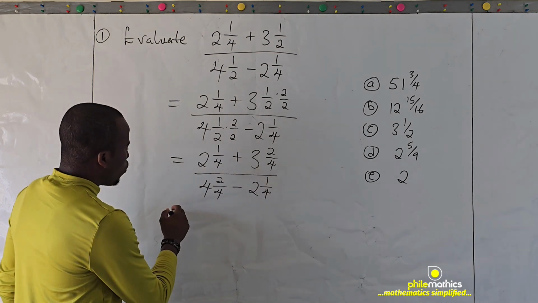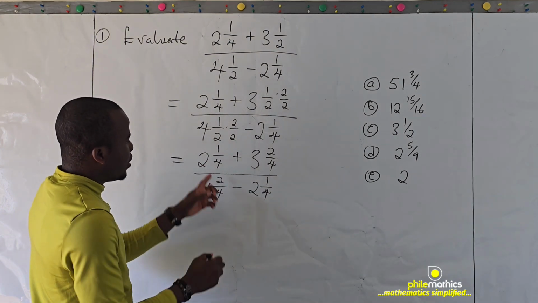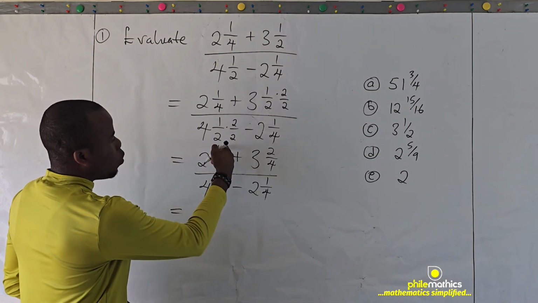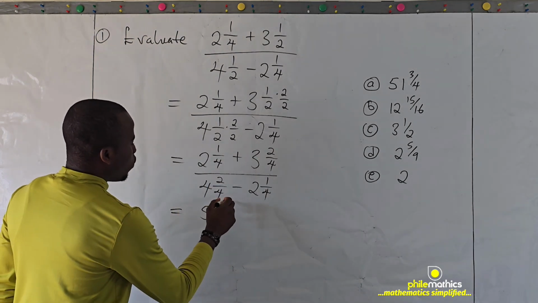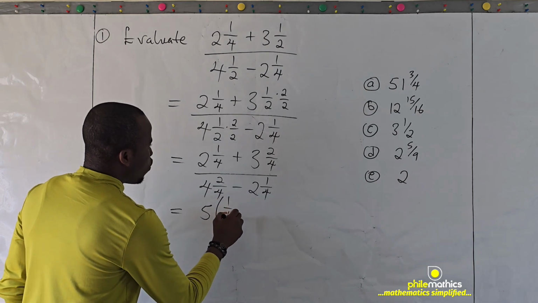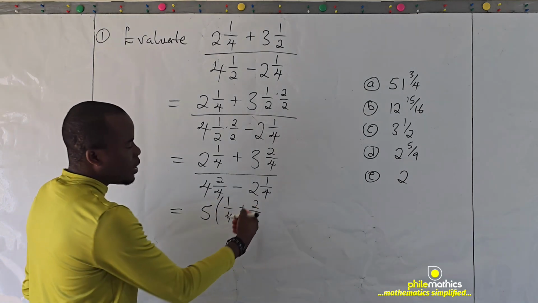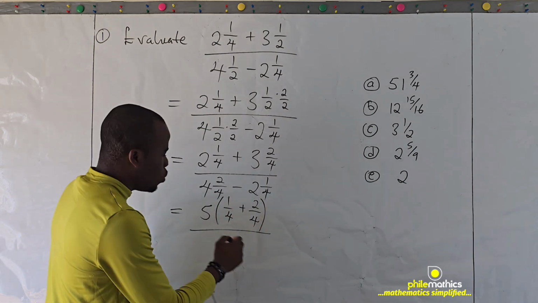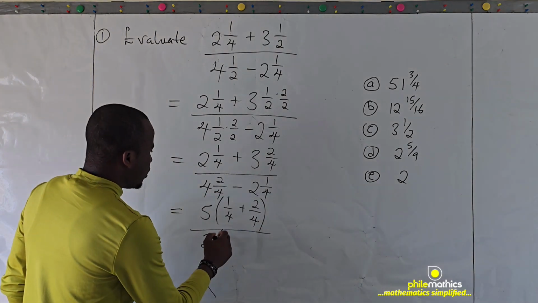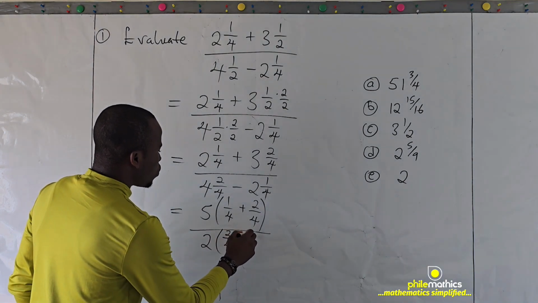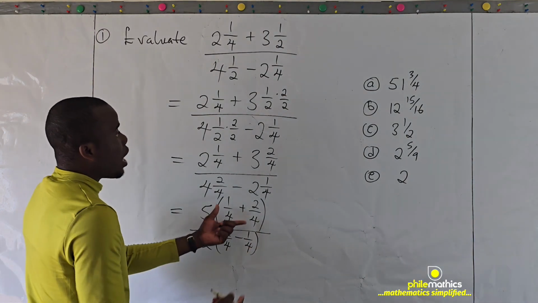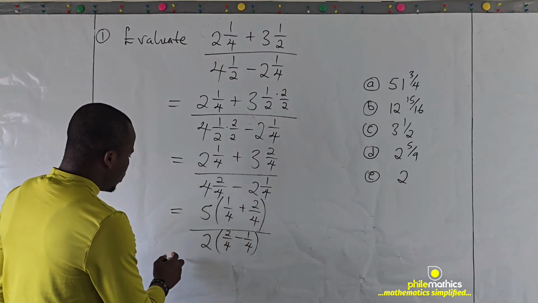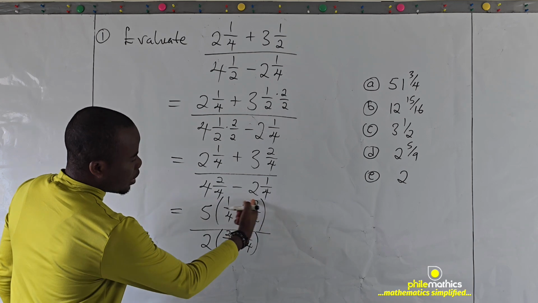So for the numerator, I can add the whole numbers: 2 plus 3 is 5, and 1 over 4 plus 2 over 4, you can easily do that, is simply 3 over 4. And the denominator, 4 minus 2 is 2, and this is 2 over 4 minus 1 over 4. So this is why I multiply by 2, just to make the simplification faster. So this is 3 over 4.